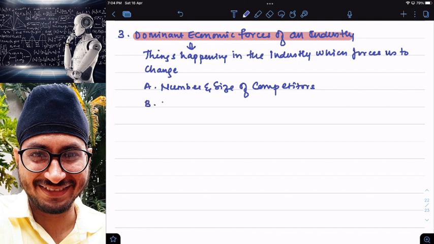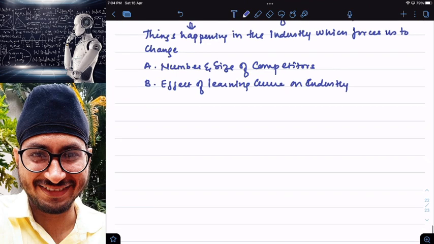Effect of learning curve. Effect of learning curve on industry. Learning curve, we saw yesterday, right? Learning curve is also called the experience curve. When experience increases, cost per unit decreases. This is one more factor.